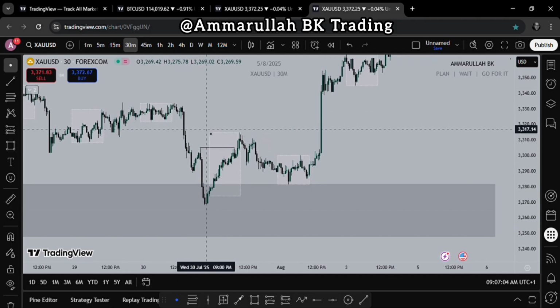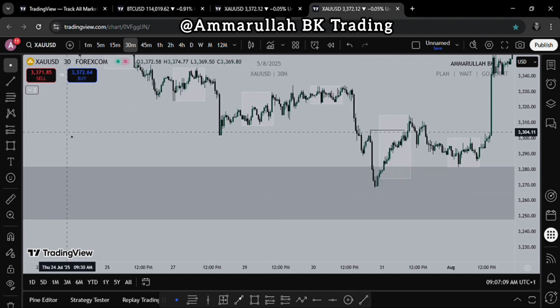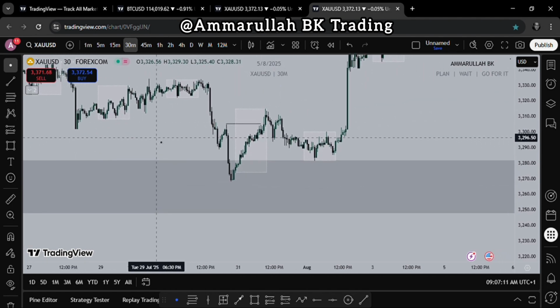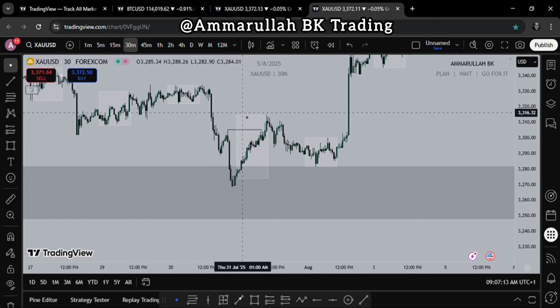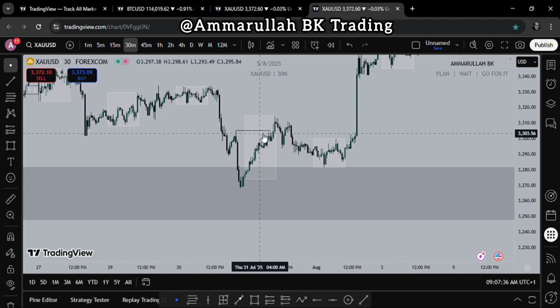We are done with the correction, we are done with the inducement sweeping, and the order block is completely tapped now. It's not an incomplete pullback, it's a complete pullback and a change of character. This we call change of character, where the movement direction of the market is changing, either from sells to buys or from buys to sells, right? So we are always looking for buys.